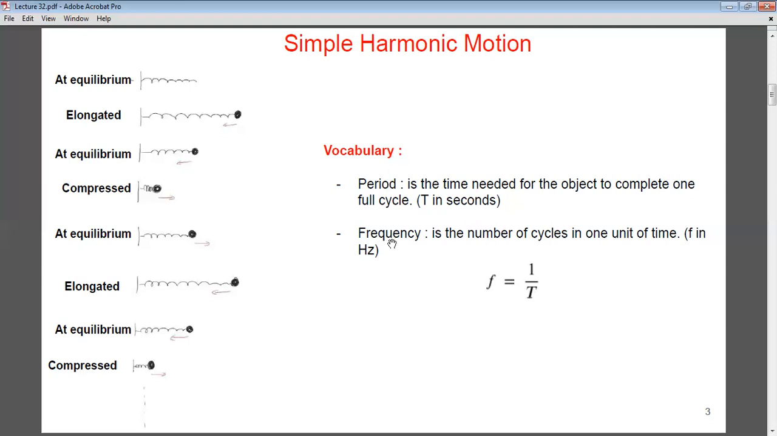Another new vocabulary is frequency. It is the number of cycles in 1 unit of time, which is 1 over T. So if I have the period, I simply divide 1 over T and I get the frequency. If T is in seconds, f is in hertz. Okay, let's do a quick example.